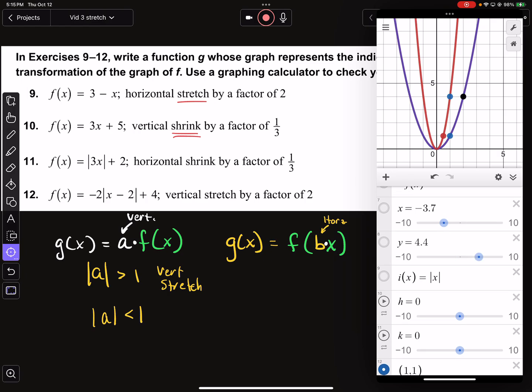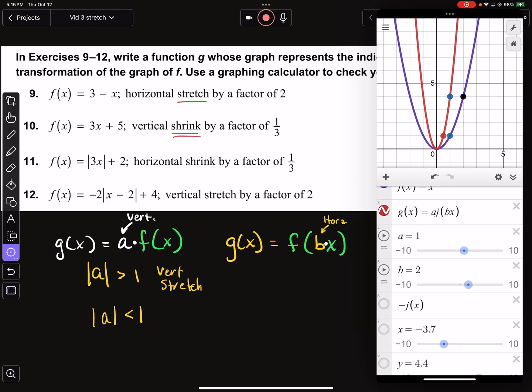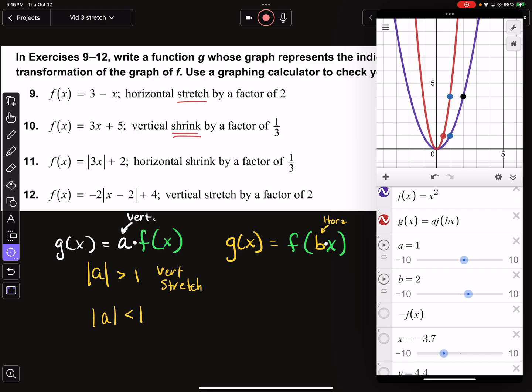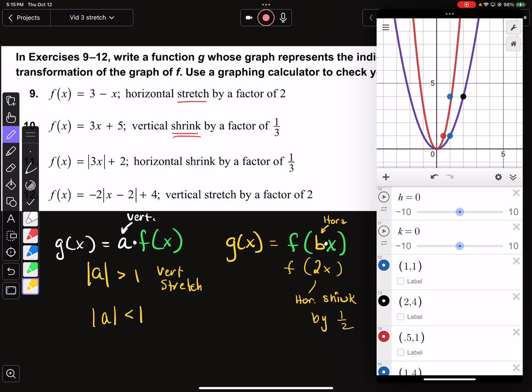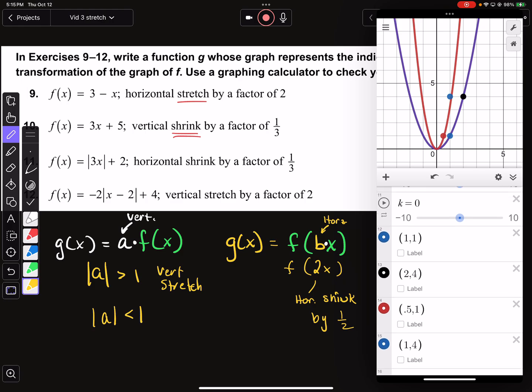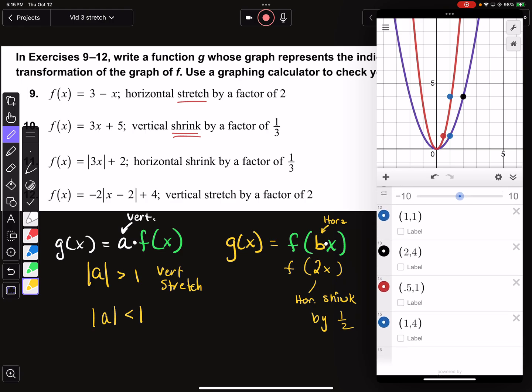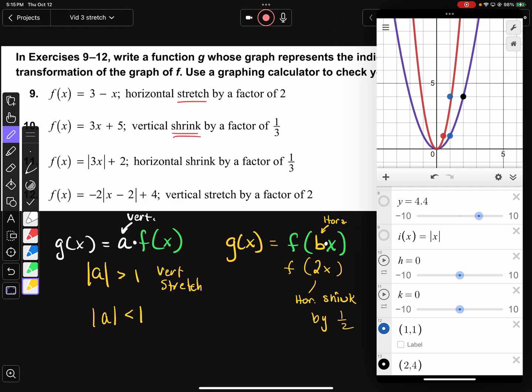Okay, so the 2 here, oops, I just changed something. There we go. The 2 for a b value, if my b is a 2 right there, it actually caused it to horizontally shrink by a half. That's why I had to cut these x values in half. Instead of 1, 1, I use 0.5, 1. Instead of 2, 4, I use 1, 4, half of the x value.